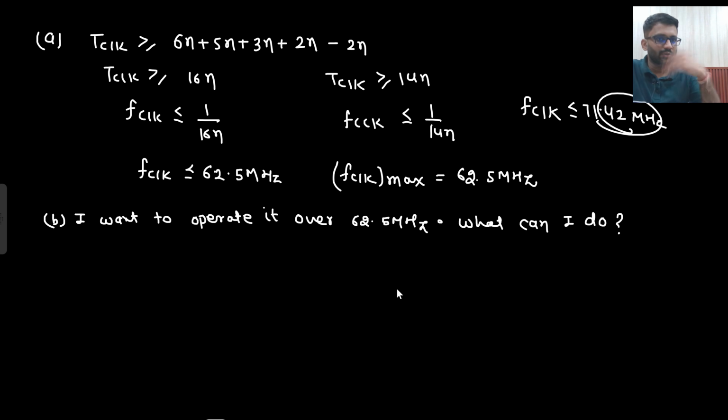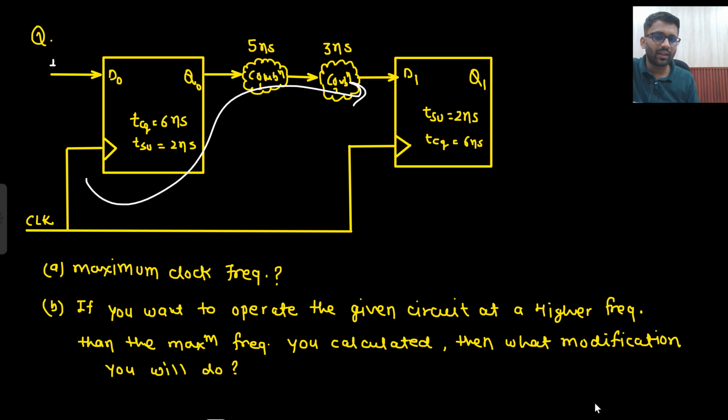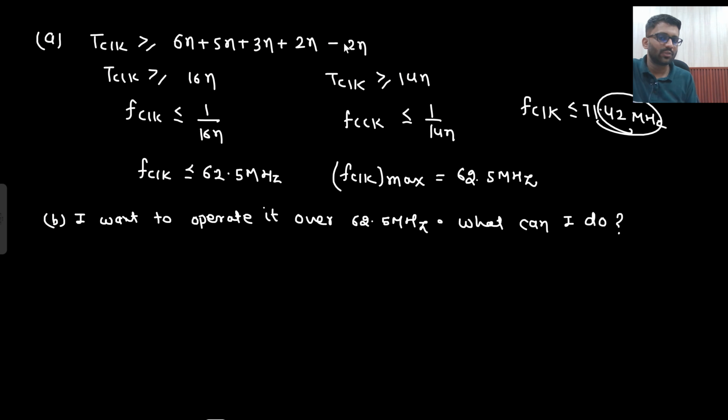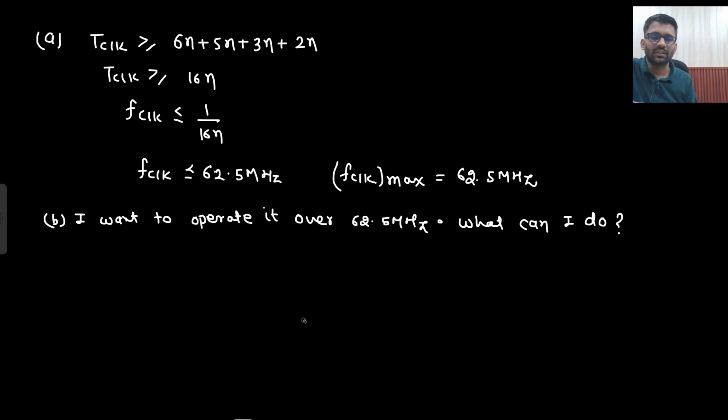If I introduce a clock skew, or a clock delay, then to calculate the T clock, I will go from here to here, then subtract this clock skew. Assuming it is 2 nanoseconds, my T clock should be greater than 14 nanoseconds and my F clock should be less than or equal to 1 by 14 nanoseconds. So if I introduce a clock skew, that will increase my maximum frequency.